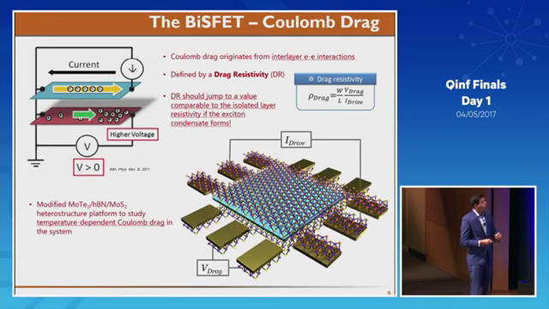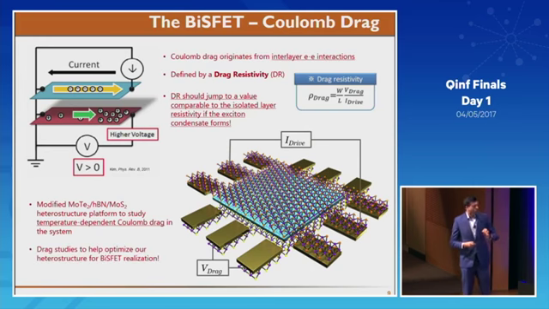In our case, we'll use a modified heterostructure platform with multiple contacts to each layer to do temperature-dependent Coulomb drag measurements. And these drag studies will help us optimize our heterostructure platform for the realization of the BiSFET.